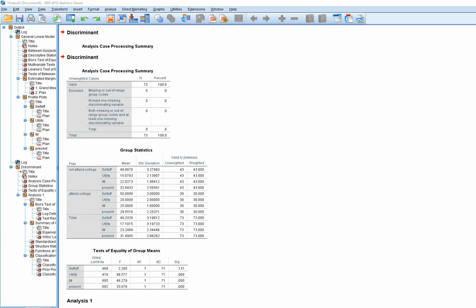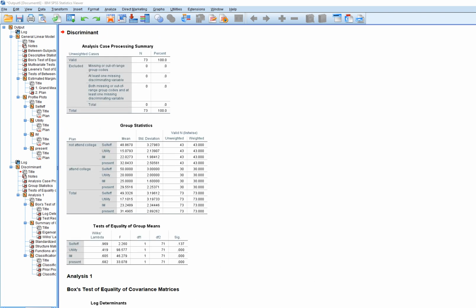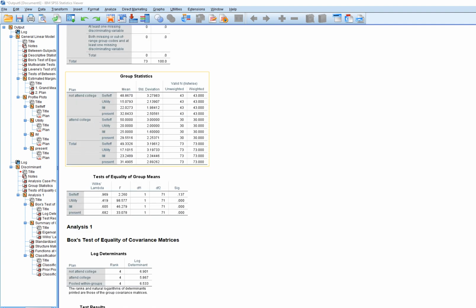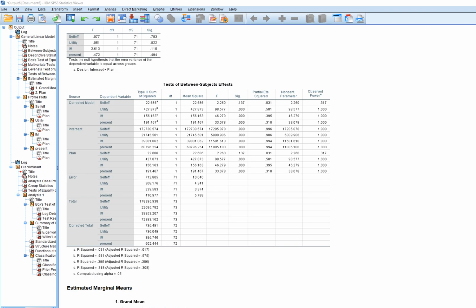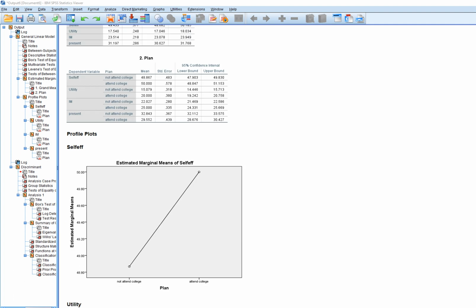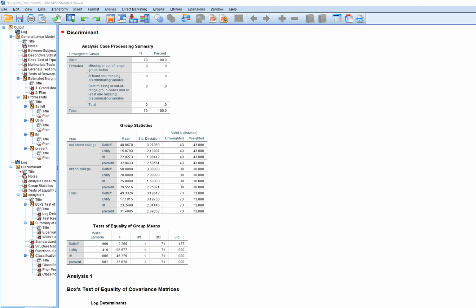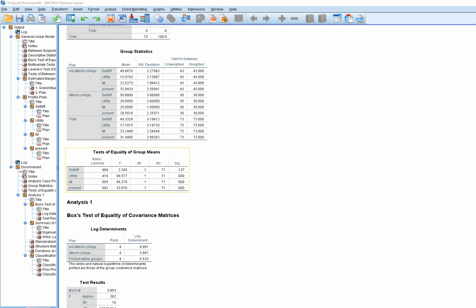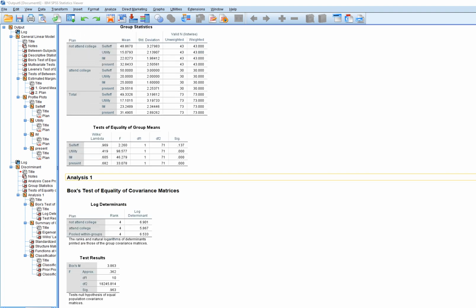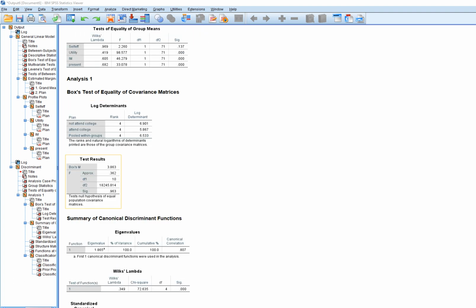So let's take a look at our output, and I'll walk you through it here. You can see we've got our group statistics and tests of equality of group means. All this is really just a replay of the same information that we had above in our tests of between-subjects effects. Within this table, it's going to look a little bit different down here because you can see that we have the Wilks' lambda value, but the F test and everything is the same. Box's test down here is providing the same results that we had before.